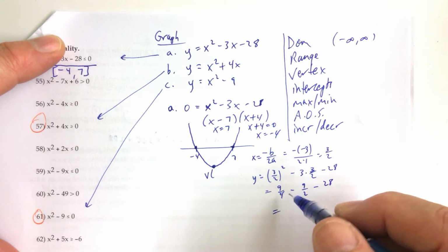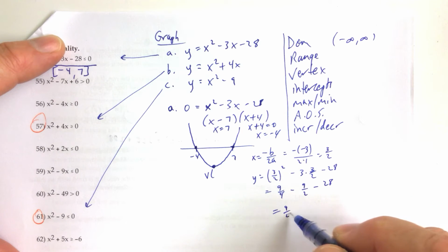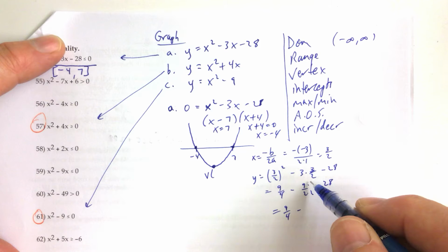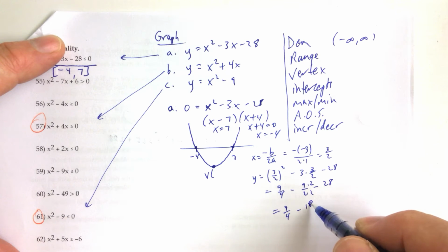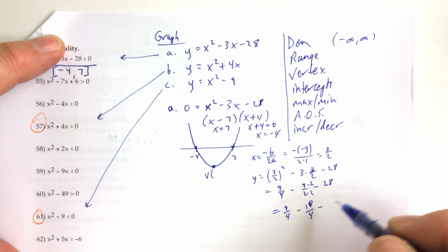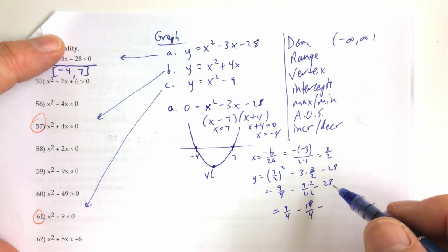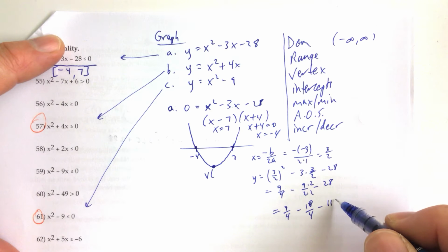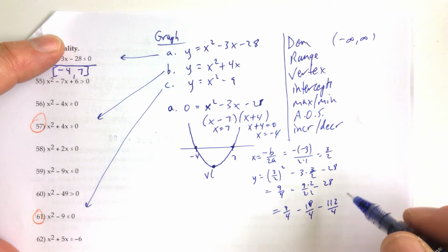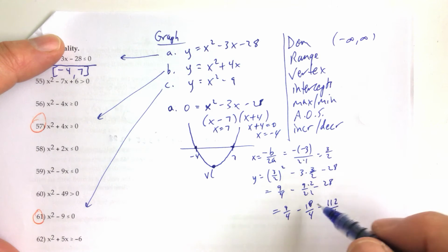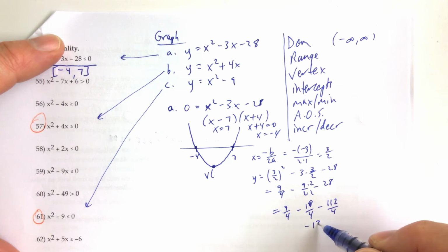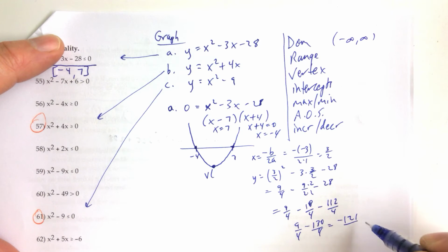And then what do we have? 9 fourths minus, we've got to get a common denominator of 4. So minus 18 over 4, minus, and then 28 times 4 would be 112, so 112 over 4. So what is that? That would be negative 130 over 4. And 9 fourths minus 130 over 4 is equal to negative 121 over 4.